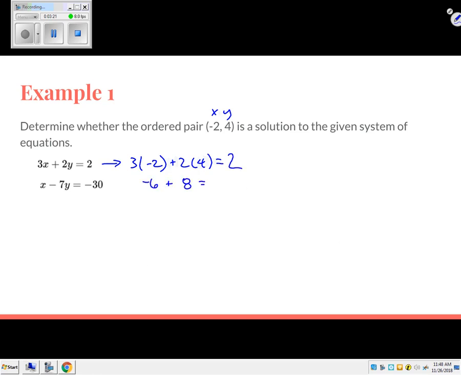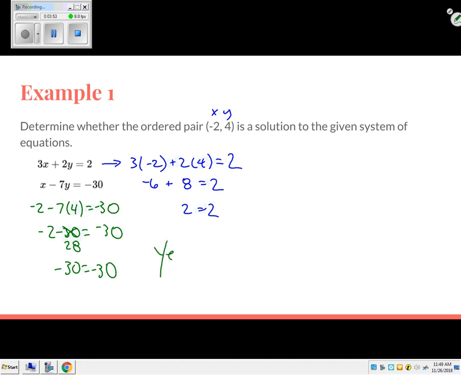-6 plus 8 equals 2. Yeah, that worked. 2 equals 2. I'm good so far. It has to work in both of them in order for this to be a go. So I need to take that -2 and the 4 and plug it into this one as well. I get -2 minus 28 equals -30. -30 equals -30. Yes, that did work. If I get both of these to work, it's a yes. If either or both of them fail, it's going to be a no.